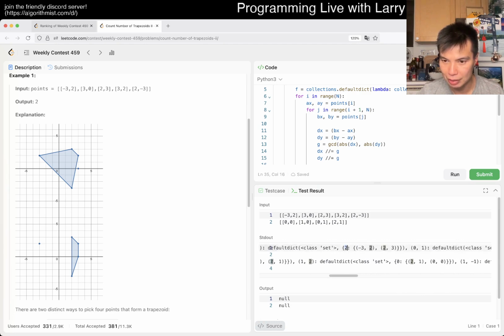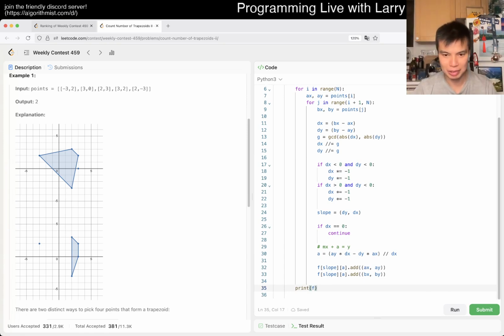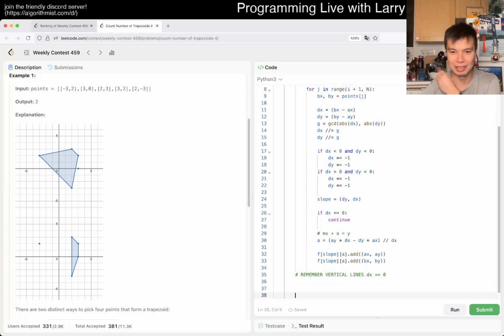Yeah, this is the x-intercept, right? So you 2, 3, okay. And then now we have to handle, remember, vertical. I feel like I keep on forgetting things, but okay.